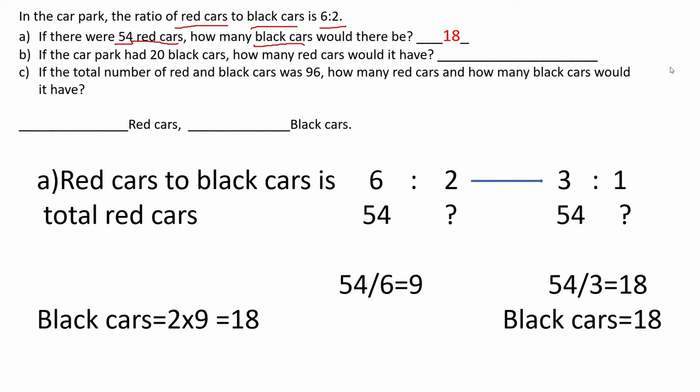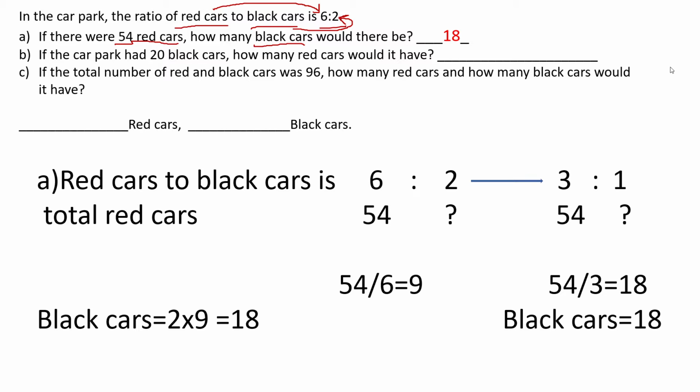So what should we do? We put 6 to 2 here, and there are 54 red cars. So this is the ratio, and we put 54 under 6 because the red cars is noting the 6, while the black cars is noting the 2. So it's 6 to 2, with 54 cars underneath it. In comparison to that, there is a question mark, and we need to find the answer to that.